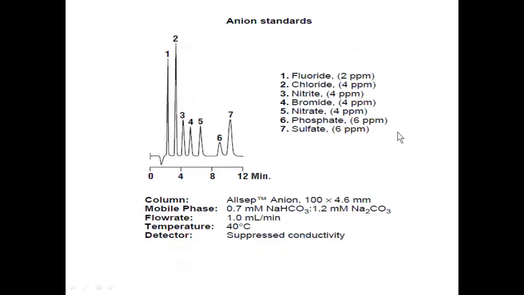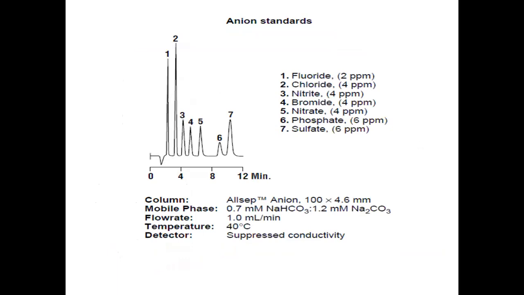You can see a simple chromatogram here, which is presented to show the separation of 7 anions by using an anion exchange resin. Alseptium anion is a brand name of the anion exchange resin. The column contains anion exchange resin. It has a dimension of 100 by 4.6 millimeter. 100 millimeter is the length, and 4.6 millimeter is the ID, the internal diameter of the column.